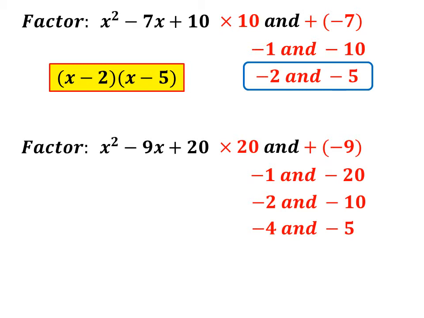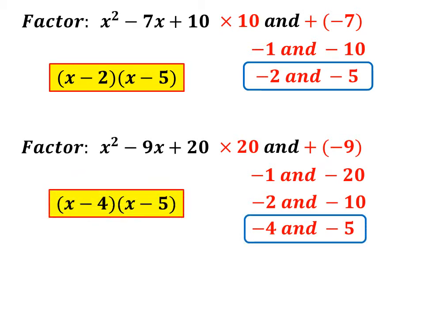Negative 4 times negative 5 is positive 20, and negative 4 plus negative 5 is negative 9. So we'll use negative 4 and negative 5. Our answer will be x minus 4 times x minus 5.